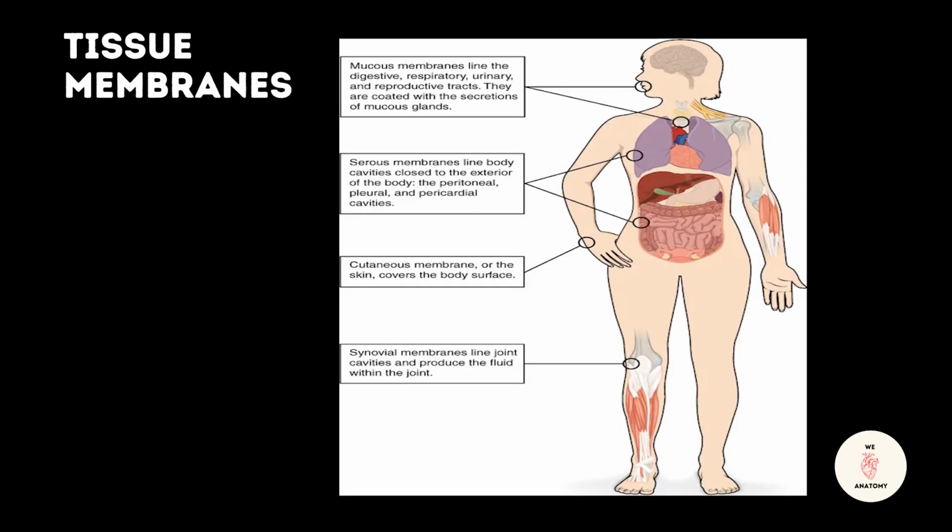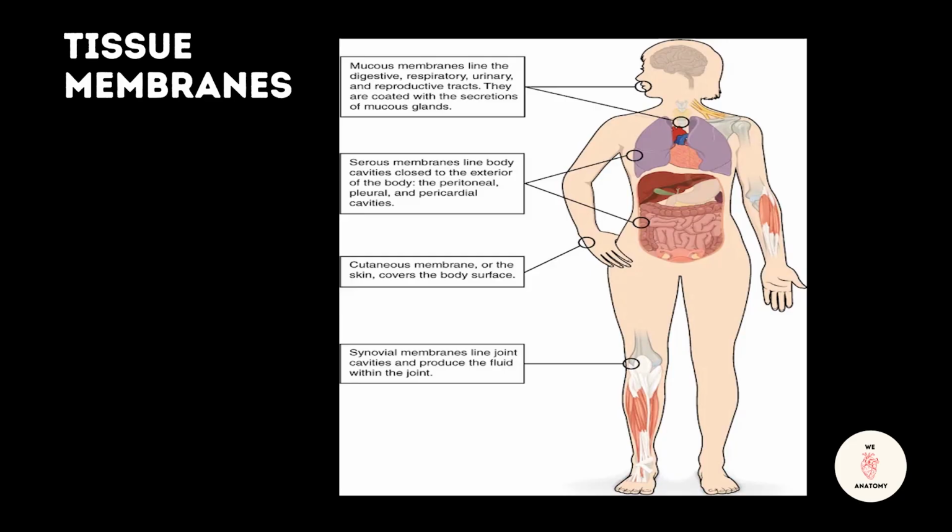Finally, let's talk about tissue membranes. Membranes are thin layers of tissue that cover surfaces, line cavities, and separate body structures. They play roles in protection, secretion, and sometimes communication. Depicted in this image are the four membrane types: mucous, serous, cutaneous, and synovial membranes. These membranes are essential to our defense and function. Let's break them down a little further.